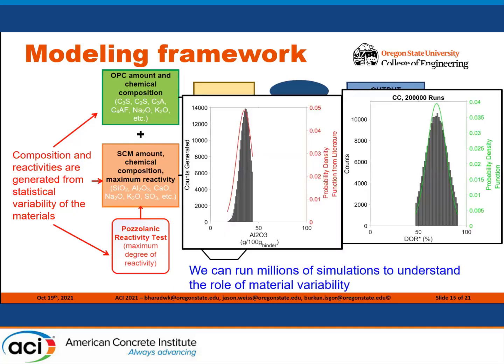So as an example, on this slide, I'm showing two plots of the probability distributions obtained from the literature. This is for alumina content in the calcined clay, and the plot on the right is for the reactivity of the calcined clay. The lines are the probability density functions obtained from data from the literature, and the histogram is the generated data points. In all cases, as you can see, we generate a statistically significant number of data points so that we can capture the natural material variability. For example, in this case, I think we've run about 100,000 simulations per mixture.